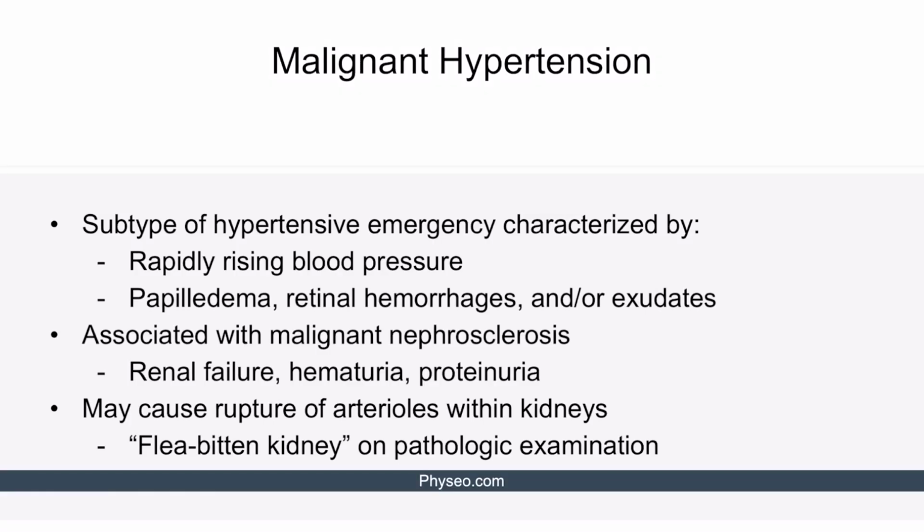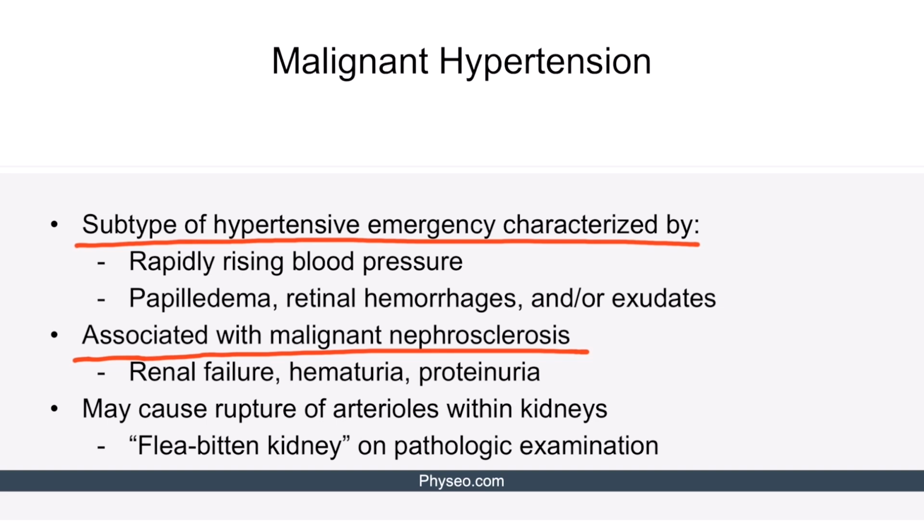Malignant hypertension is a subtype of hypertensive emergency that is characterized by a rapidly rising blood pressure in the context of papilledema, retinal hemorrhages, and/or exudates on fundoscopic exam. Importantly, this disorder is associated with malignant nephrosclerosis, which usually presents as renal failure, hematuria, and proteinuria. This disorder may also cause rupture of arterioles within the kidneys, yielding the so-called flea-bitten kidney appearance on pathologic examination.